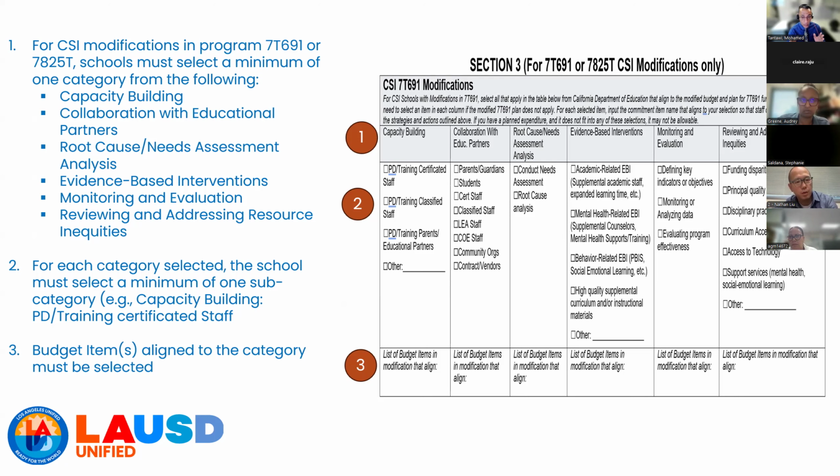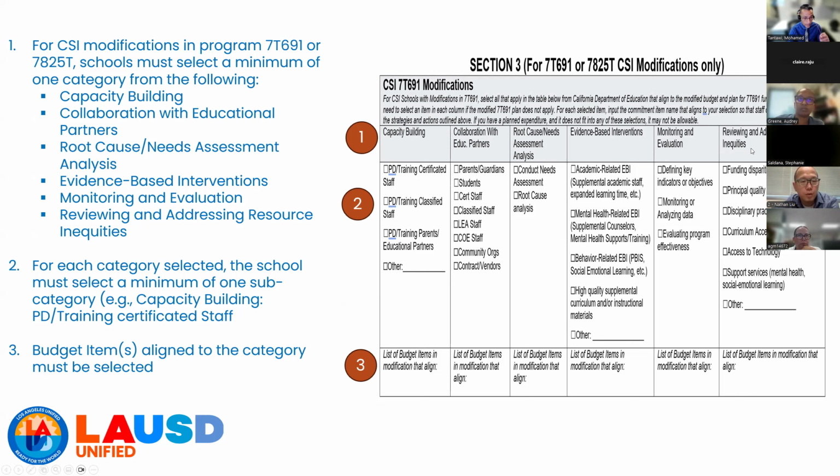Okay. Now, if you are a CSI school in the room, I'm speaking specifically to you, you must select a minimum of 1 category from the following: capacity building, collaboration with educational partners, root cause needs assessment analysis, evidence-based interventions, monitoring and evaluation, and reviewing and addressing resource inequities.